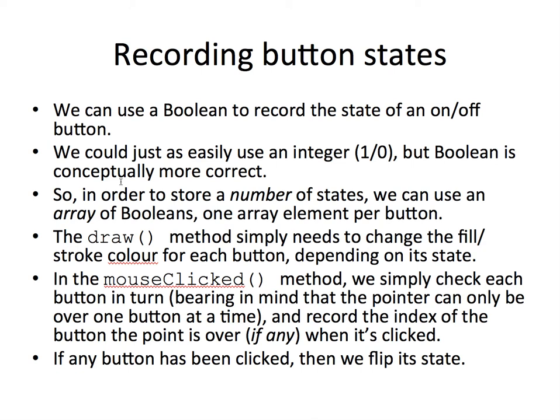All the real action happens in the mouse clicked function, which is only called when the mouse is clicked. As soon as that's triggered, we simply check each button in turn using the algorithm that we've just described, and as soon as we find the button that the mouse is over, we record that fact, we flip its state. Of course, we have to remember that the mouse might not be over any button, in which case we don't take any action at all.